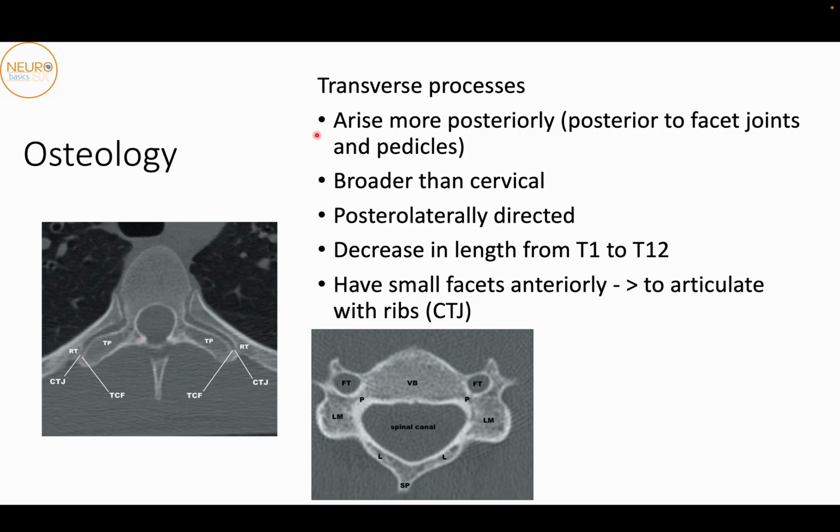The transverse processes are going to arise more posteriorly, as we saw. So they arise posterior to the facet joints and to the pedicles. They are broader, and as you can see, significantly larger and longer than whatever we were having in the cervical vertebra, and they're directed posterolaterally. The length of the transverse processes will decrease as we go from T1 to T12. So T1 will have the largest and the longest transverse process. They also have small facets anteriorly, as we can see over here, so they can articulate with the rib tubercle, forming the costotransverse joint.